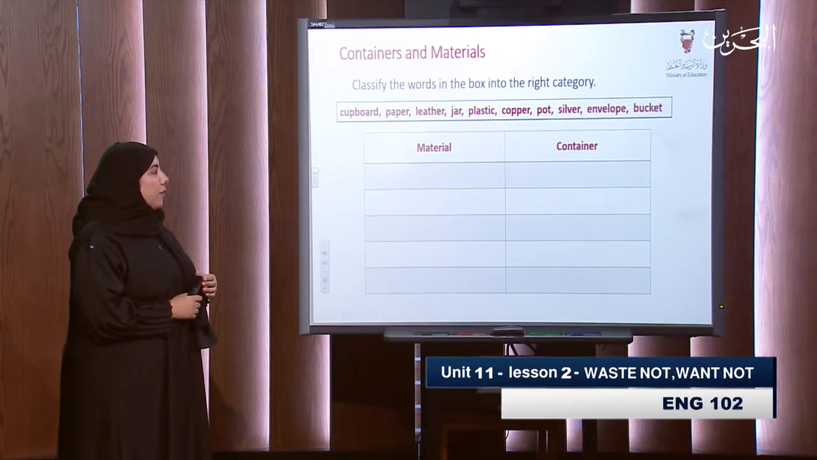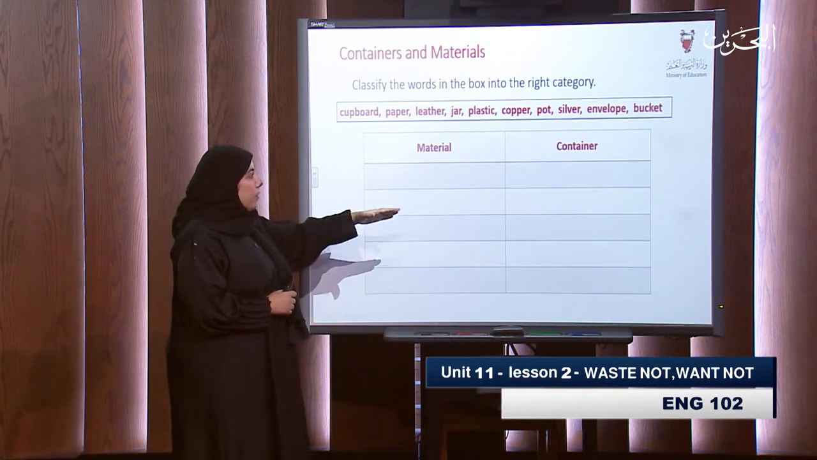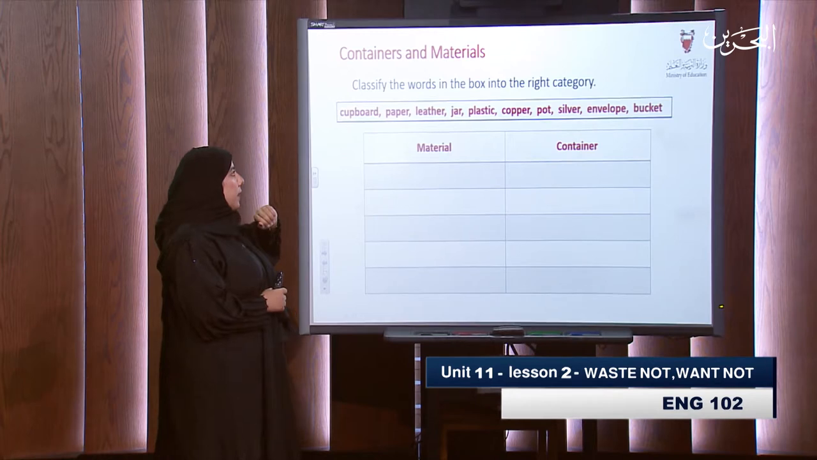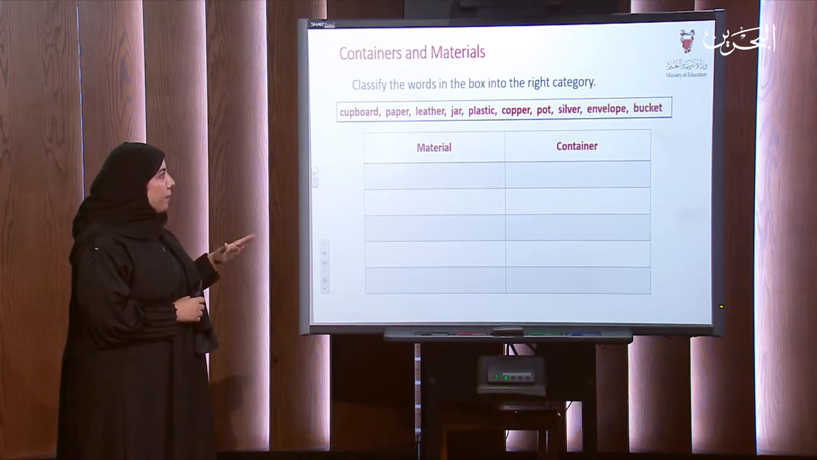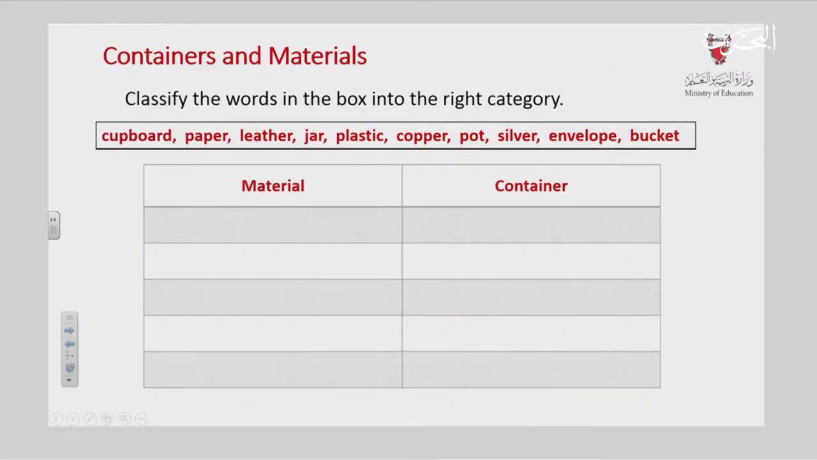The first question in this lesson is to classify the words in the box into the right category. So you have two categories, material and container. In the box, you have a list of words. I want you to classify them, but let's read them together before you start. Cupboard, paper, leather, jar, plastic, copper, pot, silver, envelope, and bucket. So you have 2 minutes. Think of the words, classify them, and then I'll show you the answers.